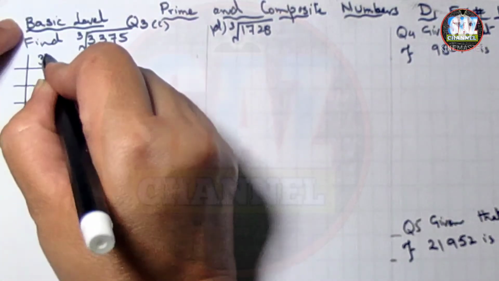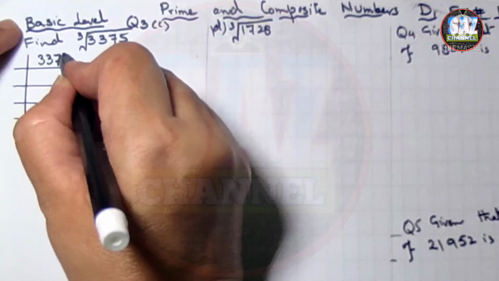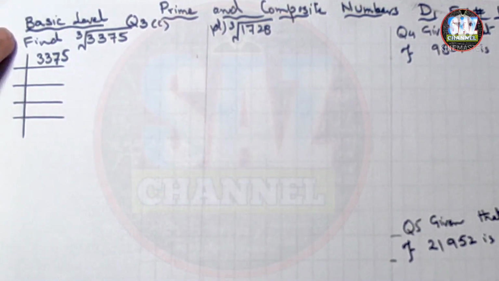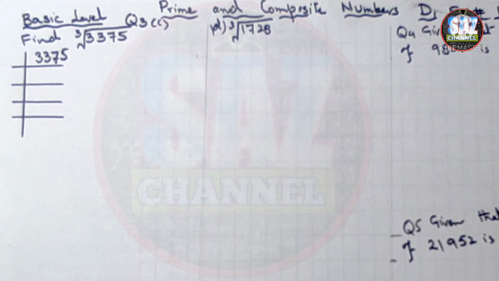3375. So this number from the very beginning will not be divisible by 2 because the unit digit is 5, which is not a multiple of 2.